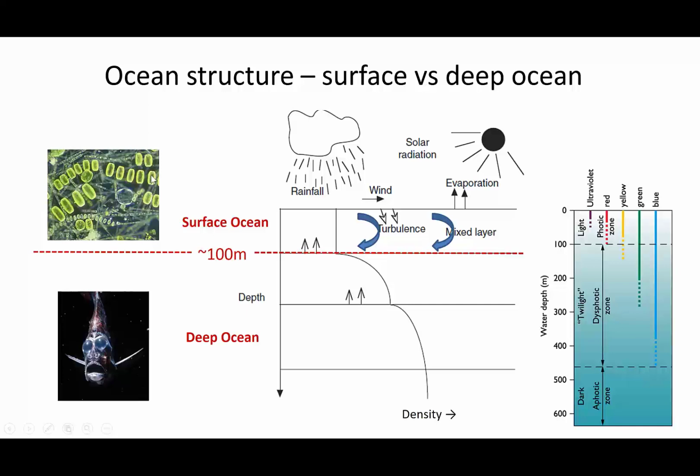The other defining characteristic of the surface ocean is that winds across the surface, which produce waves and turbulence, produce a mixed layer through that turbulence that is about 100 metres thick. So that's what distinguishes the surface ocean from the deep ocean, which is dark, obviously where plants don't grow, and it's not mixed by these turbulent processes that happen in the upper part of the ocean.